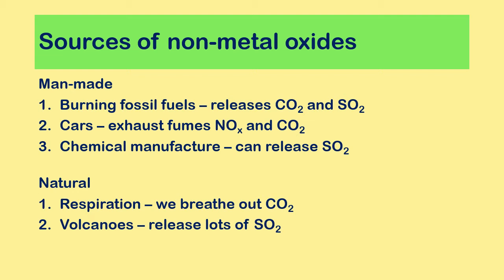So all living things do a process called respiration. That's how we get energy out of food, and we breathe out carbon dioxide. That contributes to the total amount of carbon dioxide in the air. And volcanoes. Volcanoes are the biggest single source of sulfur dioxide. But when you put together all the other processes that release sulfur dioxide, man releases more sulfur dioxide than volcanoes, but volcanoes themselves release a lot of sulfur dioxide. So the rain around places with volcanoes tends to be a bit more acidic than other places on the Earth.